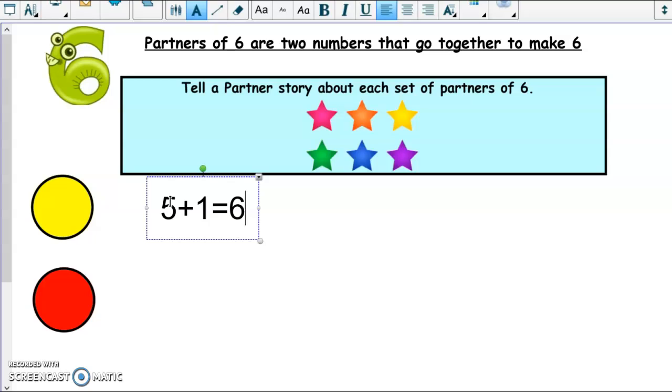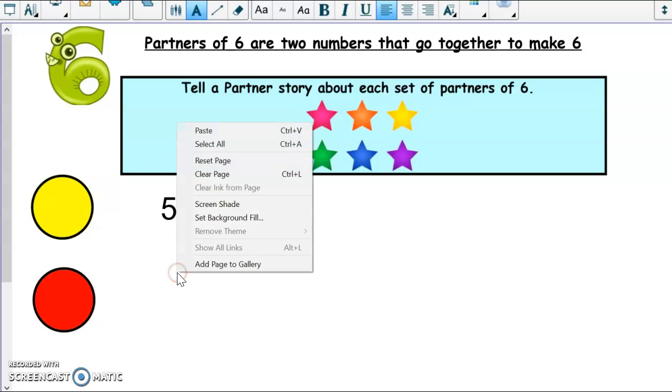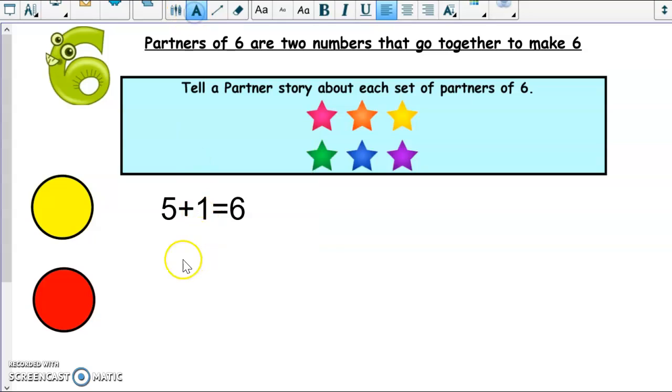Okay, here's another one. I have 4 red crayons and 2 blue crayons in my desk. What partners did I use in my story? You're right, 4 and 2. Last one would be our doubles fact, our 3 plus 3. See if you can come up with a story for 3 plus 3.